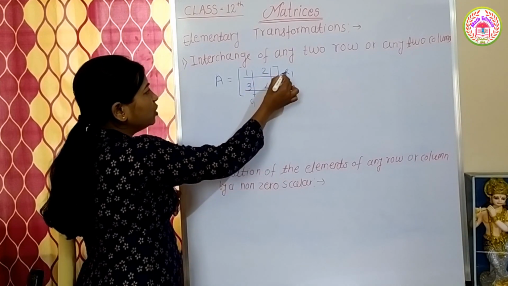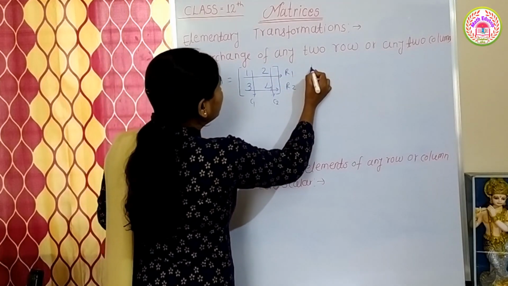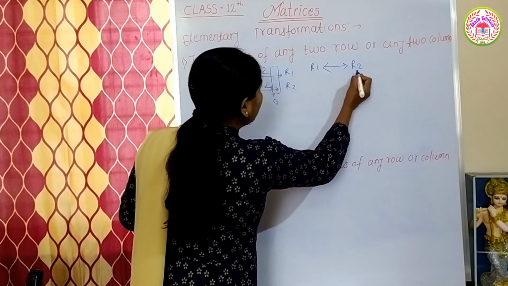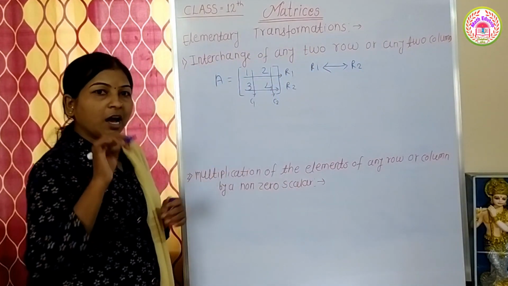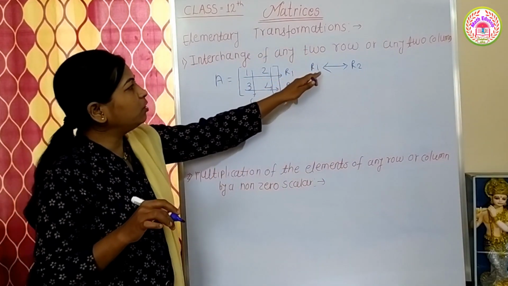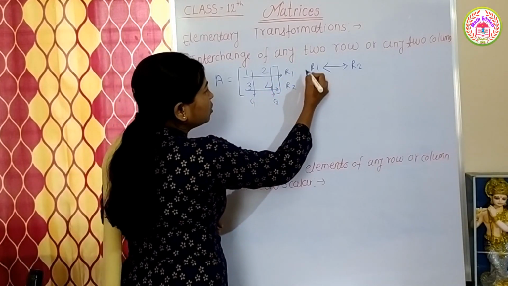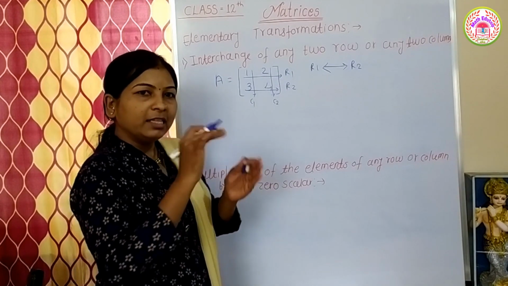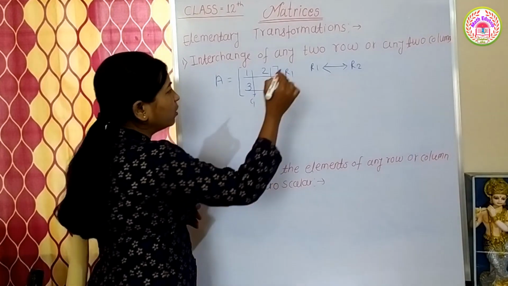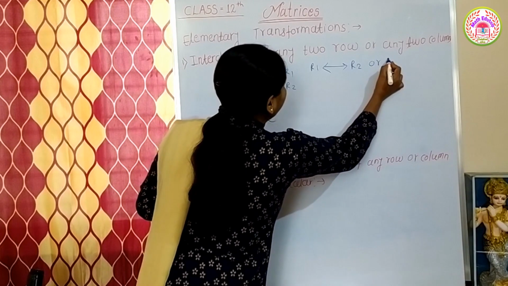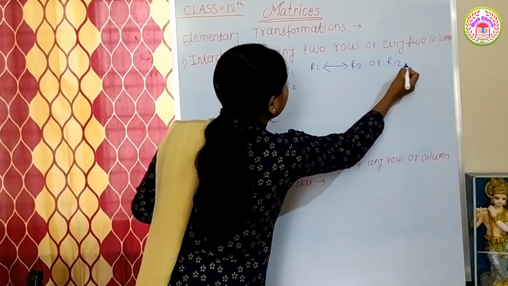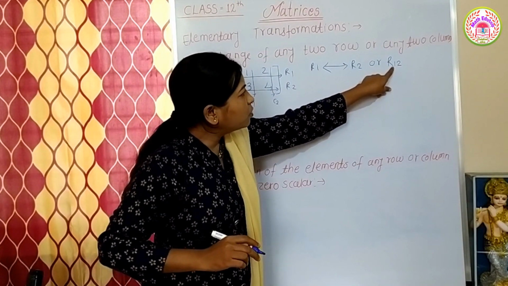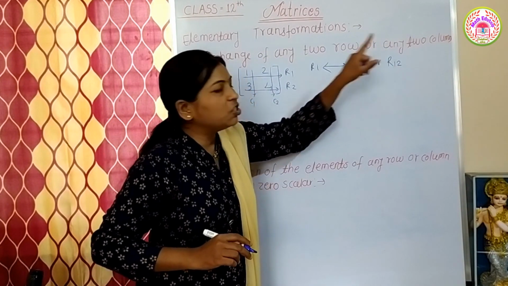We denote the interchange between these two rows with a double arrow, meaning the elements of R1 change with R2, and R2 again changes with R1. We use a double arrow because R1 is changed and R2 is also changed, that is, the elements of R1 are changed and the elements of R2 are also changed. Or this operation we can also denote as R12. How to read it? The first row is changed by the second and the second is changed by the first.